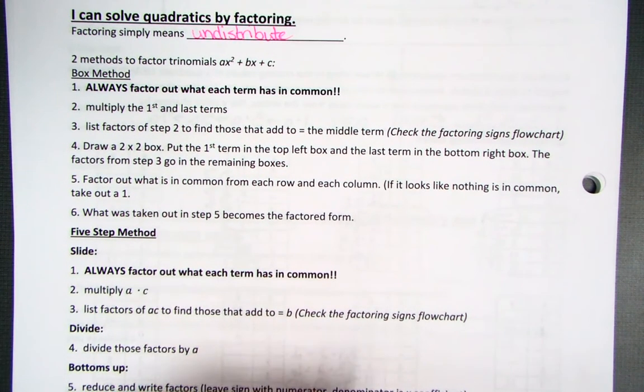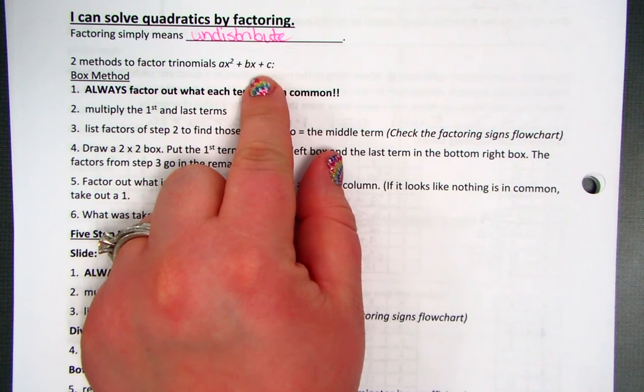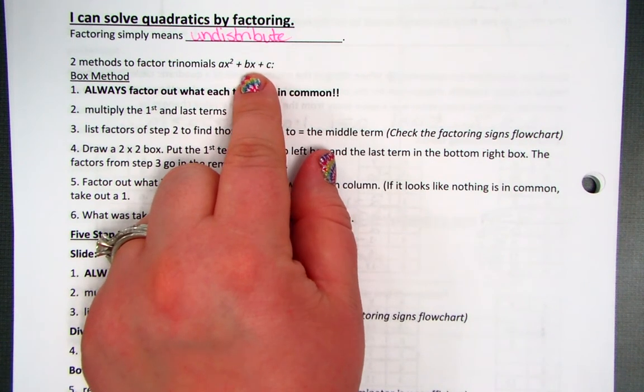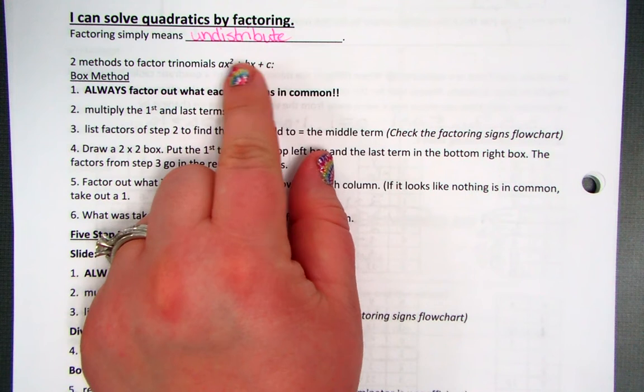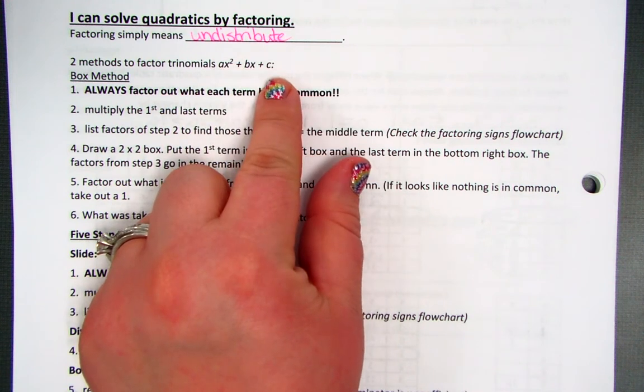It is the opposite of the distribution property. And whenever you are factoring, you always have to have things in standard form. We've talked about standard form before when we're graphing. Standard form is ax squared plus bx plus c. And we are going to refer to the a, b, and c quite a bit when we are factoring and solving in other methods as well.